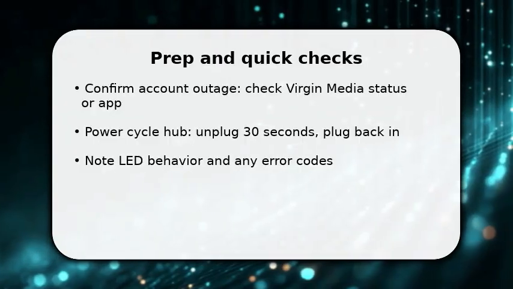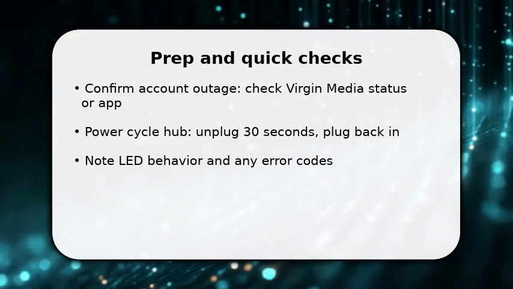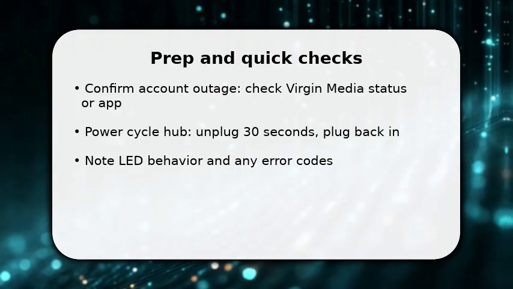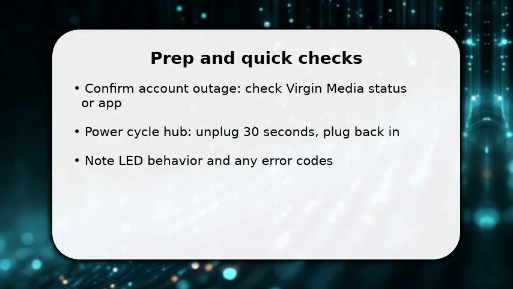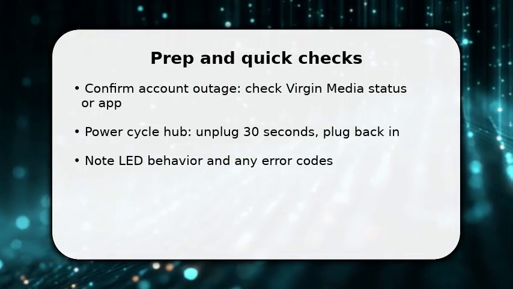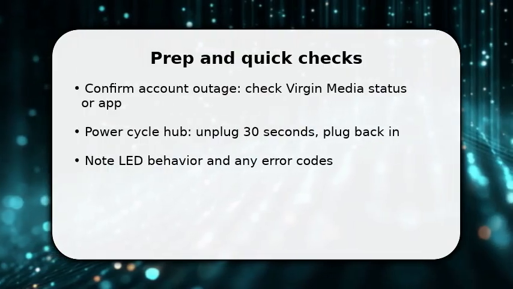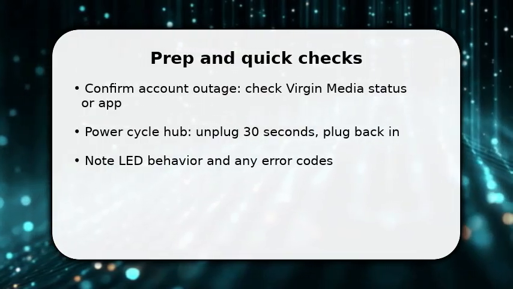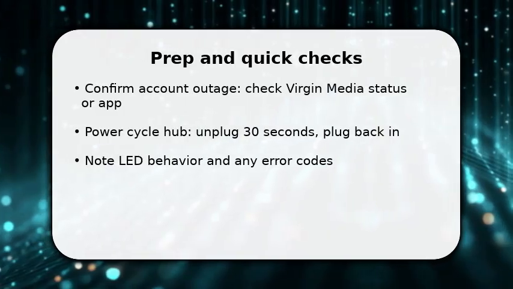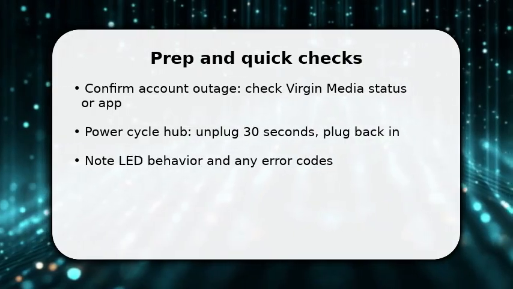You begin by confirming there's an actual outage on your account and noting the hub's LED pattern, because that narrows troubleshooting. Once done, power cycle the hub by unplugging it for 30 seconds and plugging it back in to clear transient faults. Make sure to photograph LEDs and any error messages. This helps support if you escalate. Also check coax and power connections for firm seating, since loose cables cause most early failures.